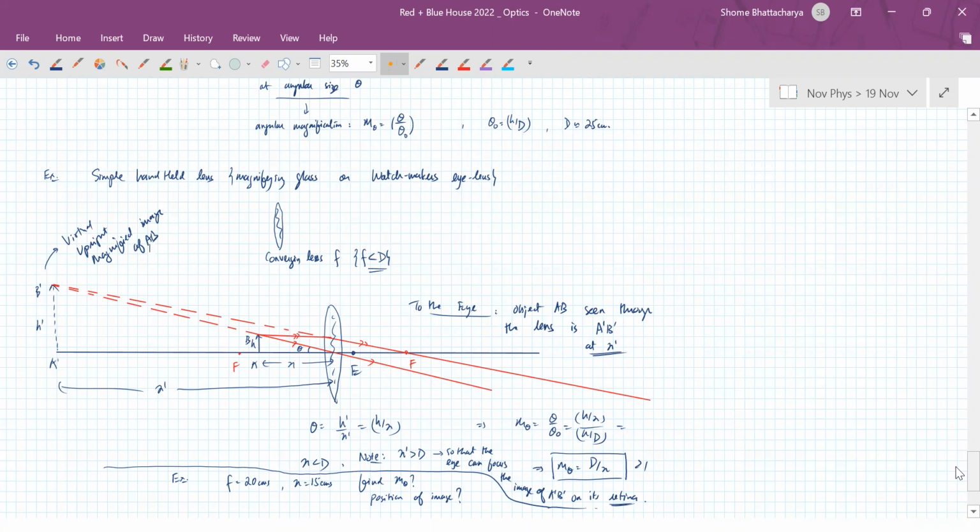So imagine we are observing a very small object whose height is like half a millimeter or something. So hardly perceptible at a distance of 25 centimeters, but it achieves a good angular magnification through this process.